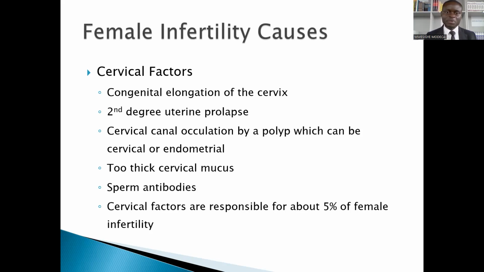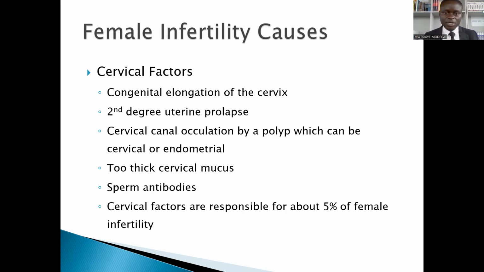That is now the problem with the cervix. It is abnormally long, and the sperm will delay, hence infertility. Then we talk of second-degree uterine prolapse. And when we talk about second-degree uterine prolapse, this one blocks. And remember, with uterine prolapse, the uterus has descended. It's no longer in its real position. Now it blocks even the passage, and it cannot be accessed.